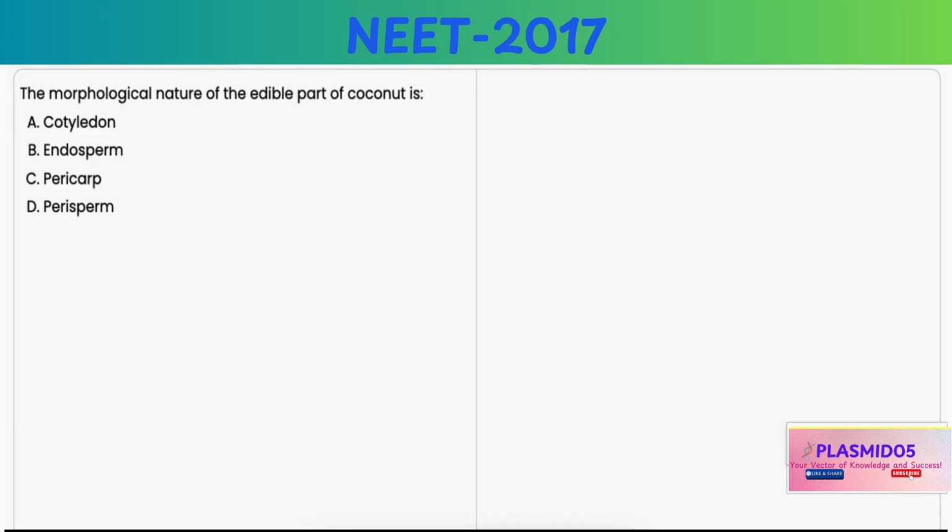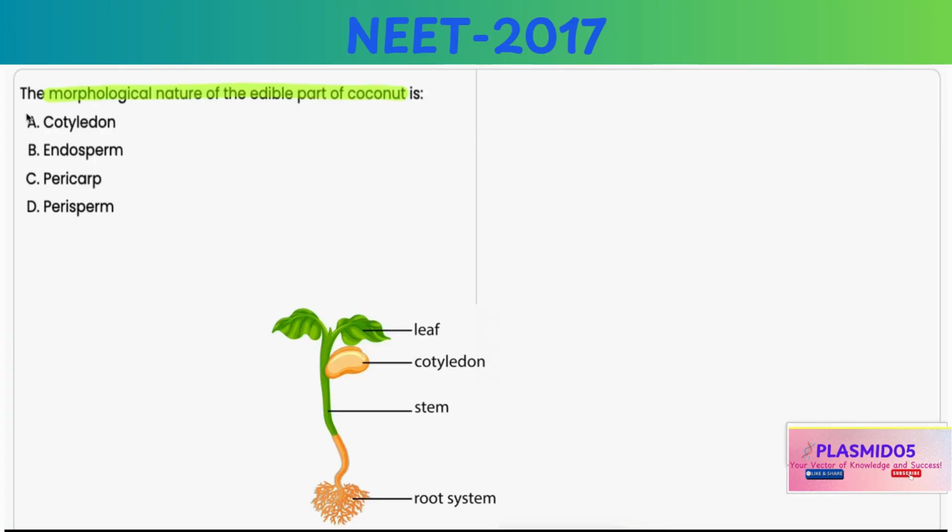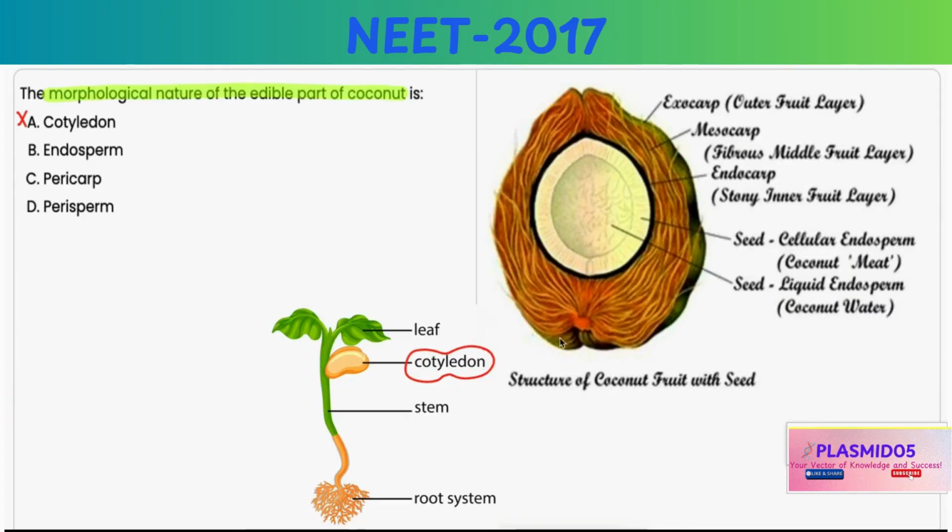In this question, you have to identify the morphological nature of the edible part of coconut. Option A, cotyledon. It is incorrect because the cotyledon is the embryonic leaf within the seed. And in coconut, it is not the edible part. Option B, endosperm. The edible part of the coconut is the endosperm. In its solid form, it constitutes the white kernel, and in its liquid form, it is the coconut water. Hence, it is the correct option.